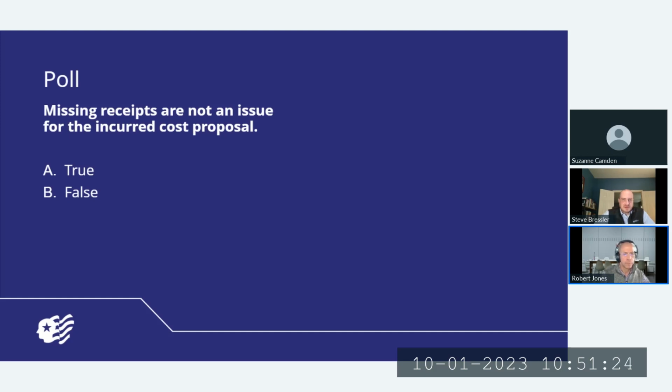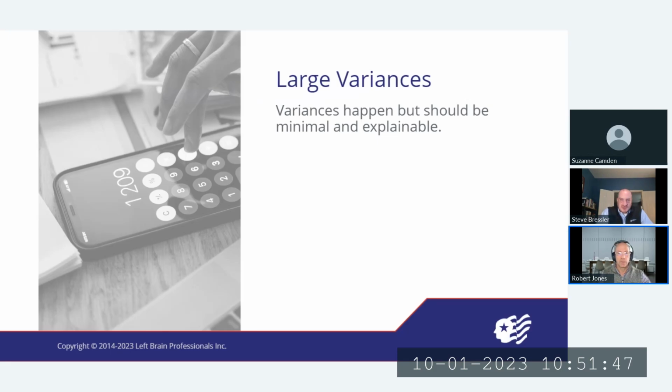And the correct answer is false, right? Again, what I was just saying a few minutes ago, if you don't have receipts or invoices to back up what you're claiming, then they're going to be disallowed, and it's going to cause problems preparing the incurred cost proposal. It's going to cause problems in your rates, and you're going to have some unhappy people in management. All right, getting through the rest of our content here.